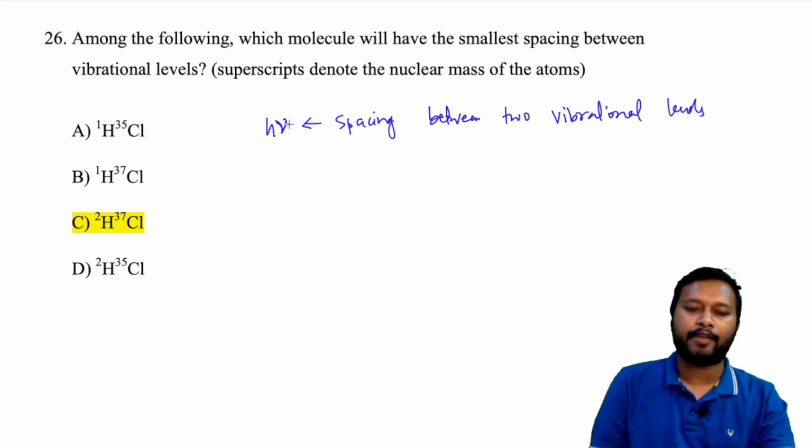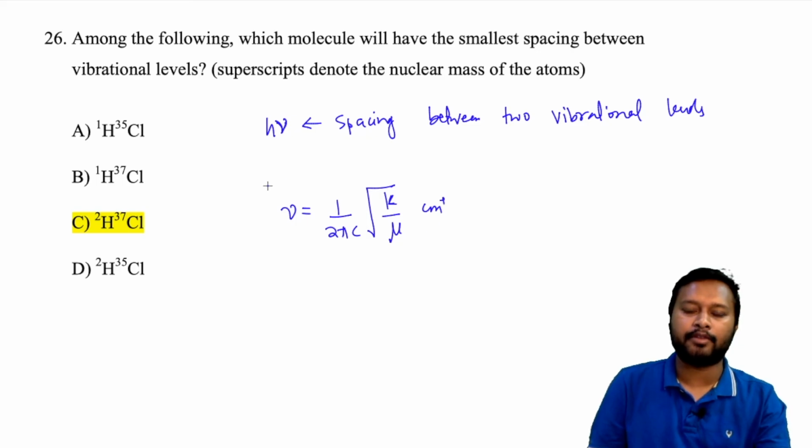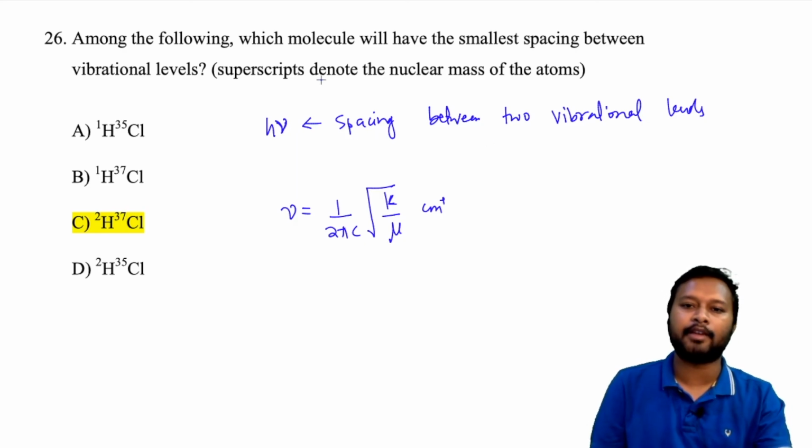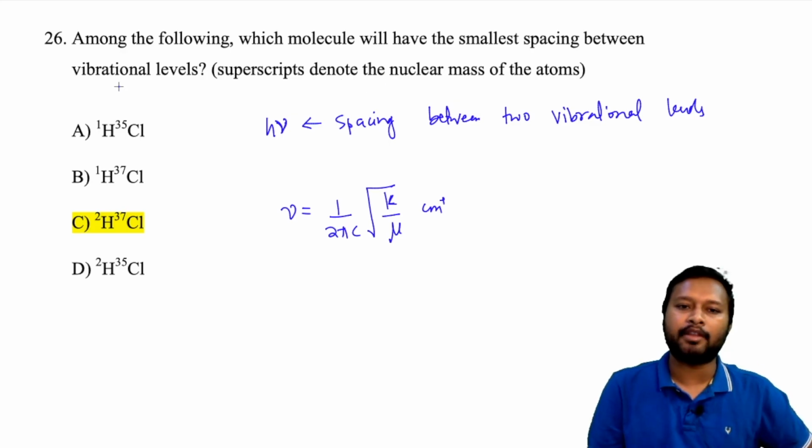Now, once you know that, h is a constant, so everything depends upon frequency, and frequency, you know, is equal to 1 upon 2 pi c under root k upon mu, in centimeter inverse, right? So that means frequency is inversely proportional to reduced mass. So higher the reduced mass is, smaller is going to be your frequency, and smaller the frequency, smaller is the spacing between the vibrational levels. So they were asking the smallest spacing between the vibrational levels, that is only possible in the option where the reduced mass is highest.